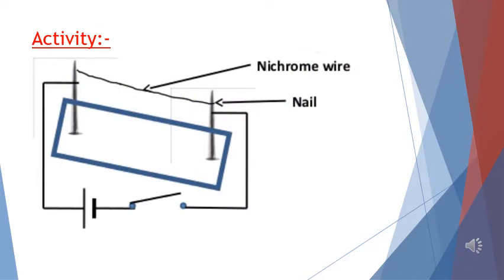We can perform an activity to show the heating effect of electric current. We have to take two nails and attach a nichrome wire between them. We have to connect it with a cell and a switch. Now, when we turn the switch on, then there is no gap. So electric current flows through the circuit. At this time, if we touch the wire, then the wire gets heated. Whereas if we turn the switch off, then there is no current in the circuit. And this time, if we touch the wire, then the wire is not heated. So this shows the heating effect of electric current.